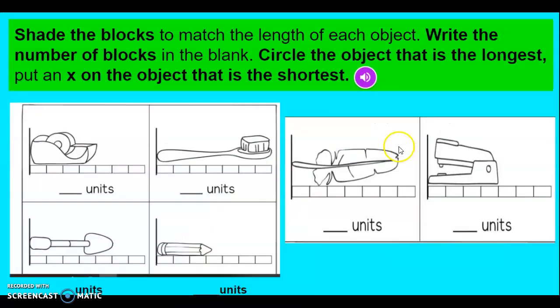So for your assignment today, you're going to measure the lengths of objects using these blocks. You will shade the number of blocks to match the length of each object. Then you're going to write the number of blocks in the blank. Circle the object that is longest and put an X on the object that is shortest. But wait, there's more.